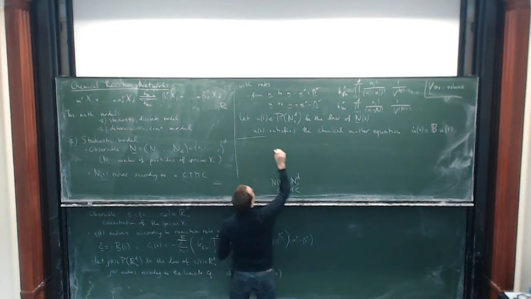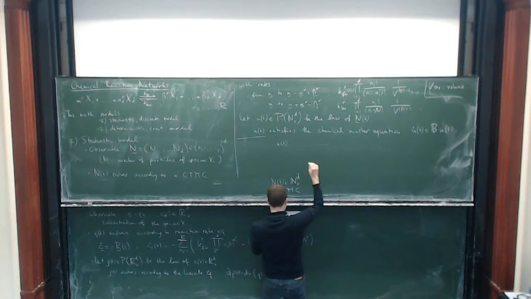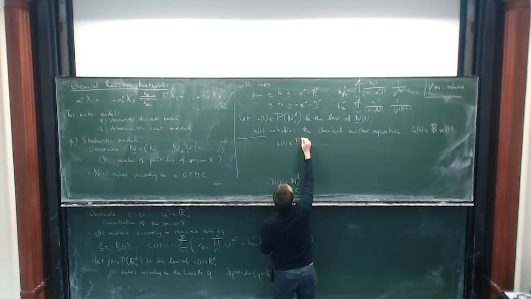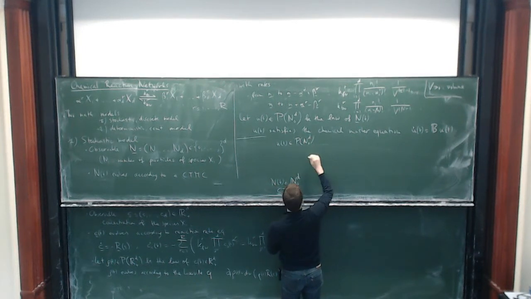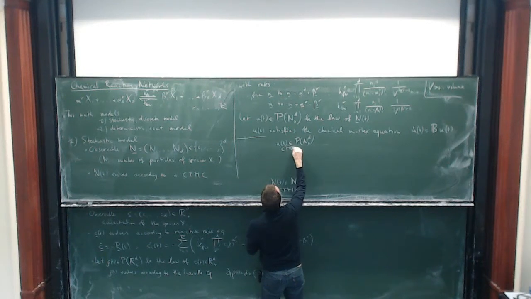Then we lifted this to probability measures in some sense. So we considered this chemical master equation. So u_t was in the space of probability measures on my lattice, and it evolves according to this chemical master equation.